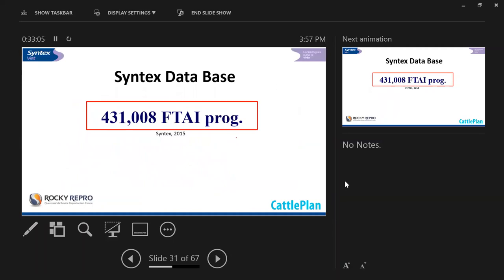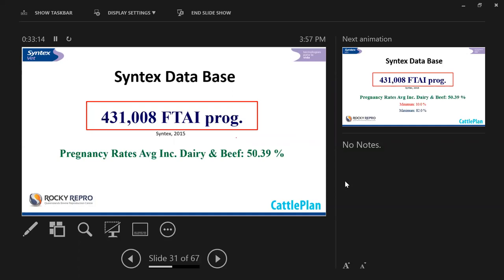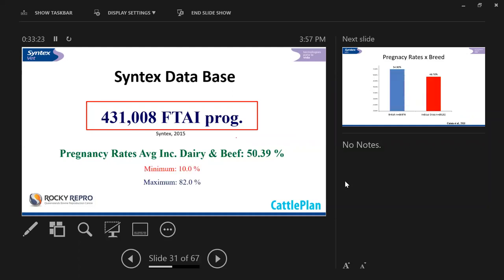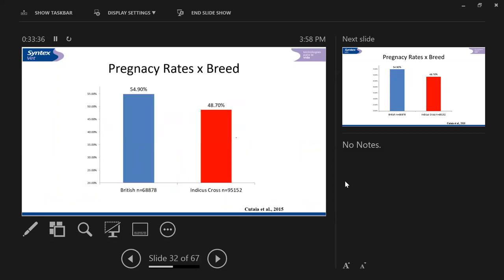From the Syntex database, where all the cattle plan hormones come from, we have a database of about 431,000 fixed time AI programs. In that, the average pregnancy rate when you combine beef, dairy, everything together is 50.39%. That's just across the board globally. Obviously, there's variation in that between 10 and 82%. That comes down to semen handling, preparation of cattle, AI technician, nutrition, lots of things that can impact it.